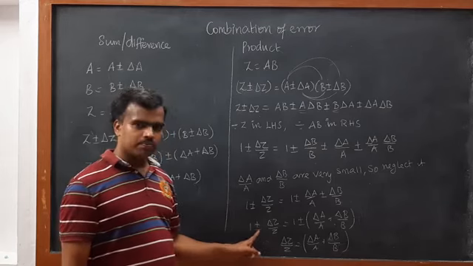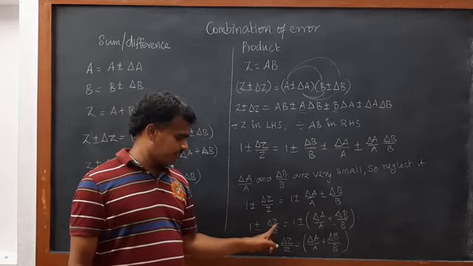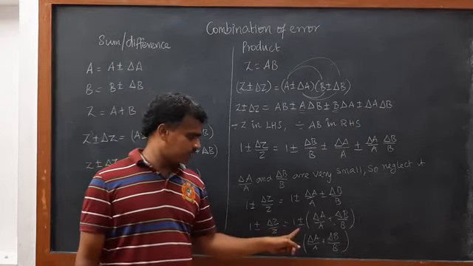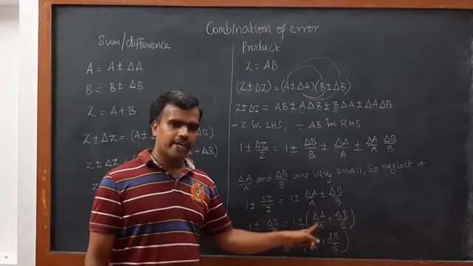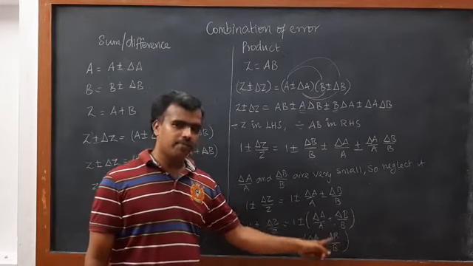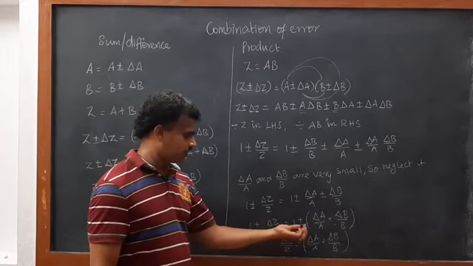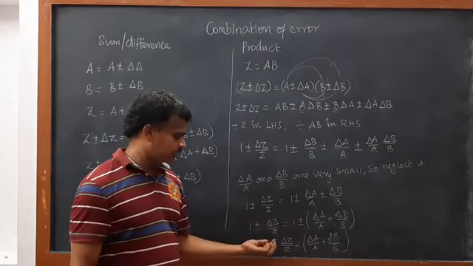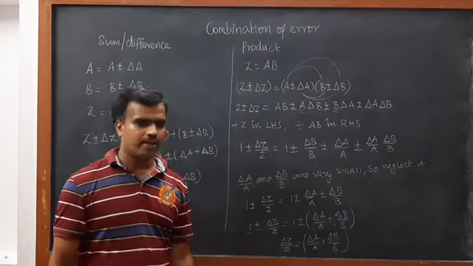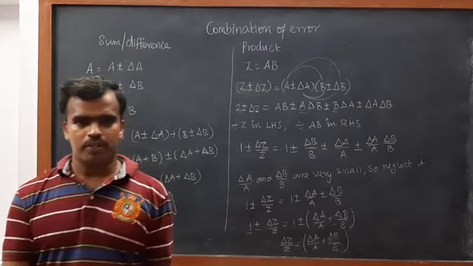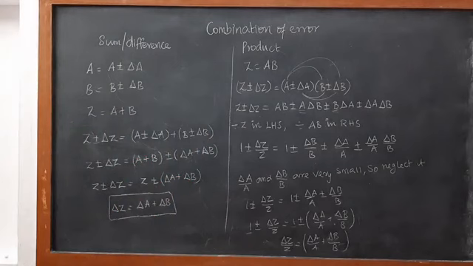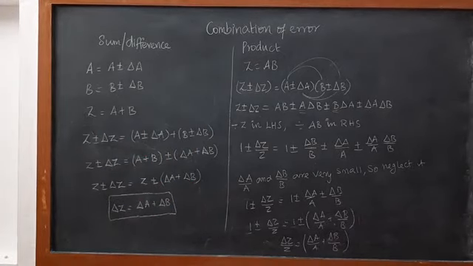So 1 plus or minus delta Z by Z is equal to 1 plus or minus, I am taking common, delta A by A plus delta B by B. So here we have 1, here we have 1, here we have plus or minus, here we have plus or minus. Therefore delta Z by Z is equal to delta A by A plus delta B by B. So what is delta A by A called? Relative error, right? Relative errors.